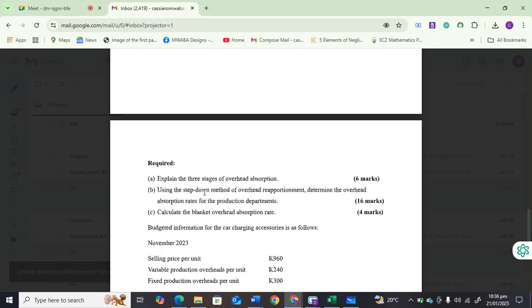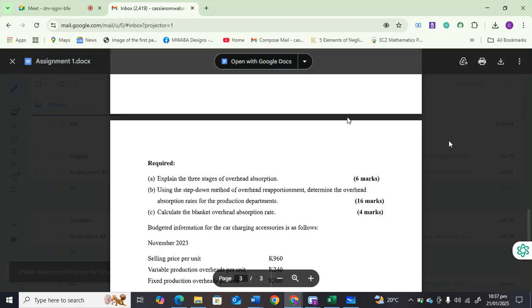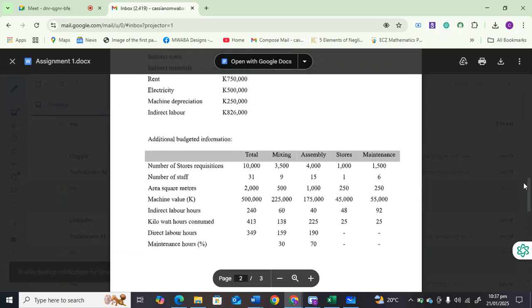So the step-down method is going to come in stage two. We can't start with the step-down method yet. We have to do stage one, which is the apportionment. Okay, colleagues, so stage one, apportion. Stage two, reapportion. Stage three, get the grand totals. Select an absorption base so that you get your overhead cost per unit, or your overhead absorption rate. So this is how we are going to share out the overheads.